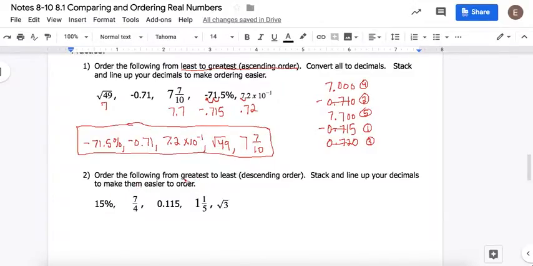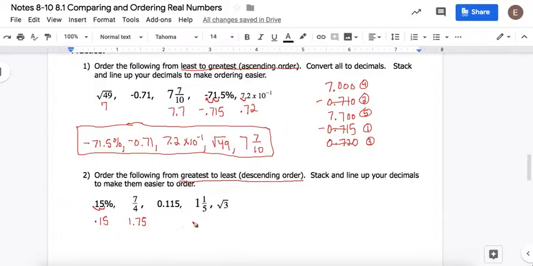Okay, order the following from greatest to least, and that is descending order. Descending, you can remember it going down, so that's greatest to least. Stack and line up your decimals to make them easier to order. Okay, 15%, we're going to move it 2 to the left, so 15 hundredths. 7/4, 7 divided by 4 is 1 and 75 hundredths.